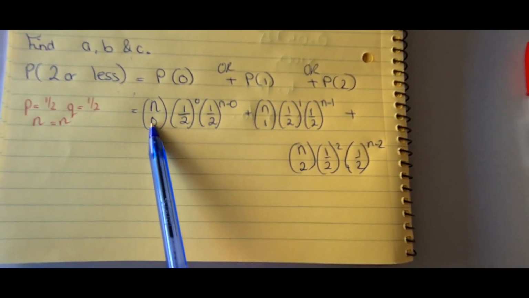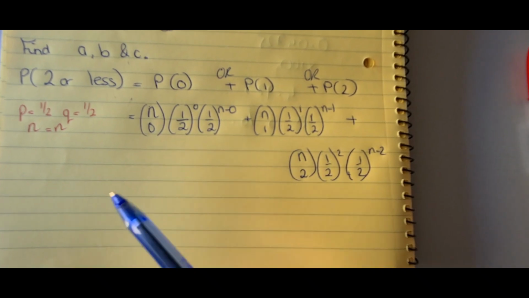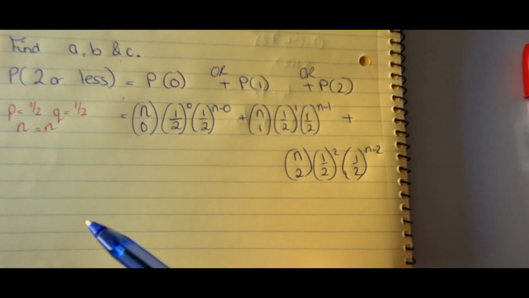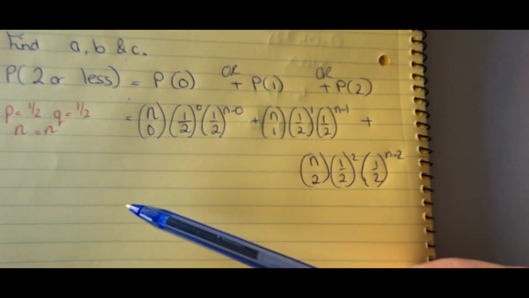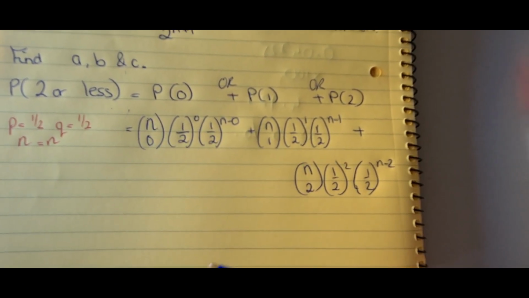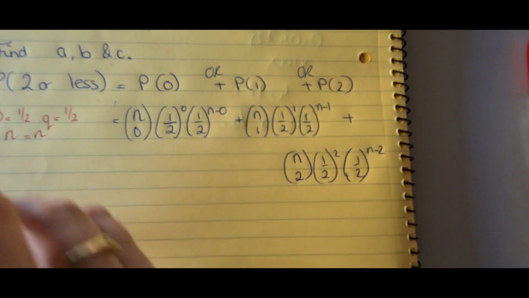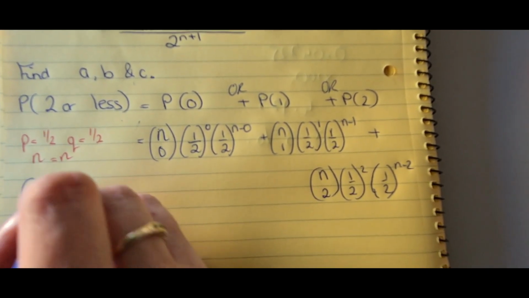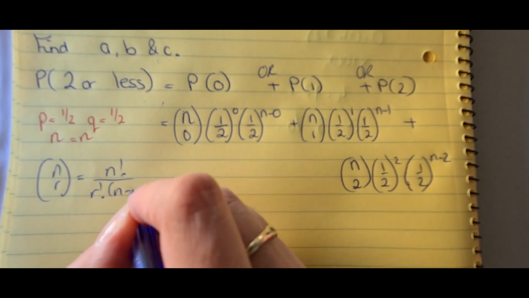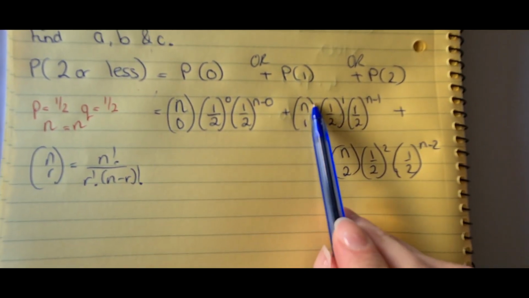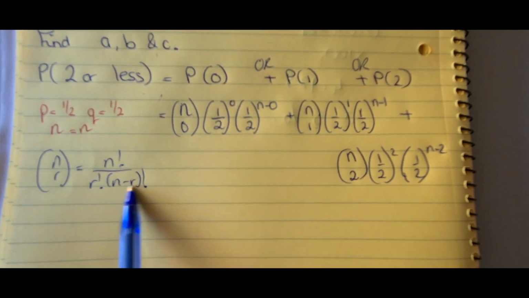Now remember, n choose 0. Like you obviously can't put n into your calculator, but you could pick any random number. Like what would 5 choose 0 be? And it will be 1. But there's a formula in the log tables for n choose r, which is n factorial all over r factorial by n minus r factorial. So to get out n choose 1 and n choose 2, you're going to apply this rule.